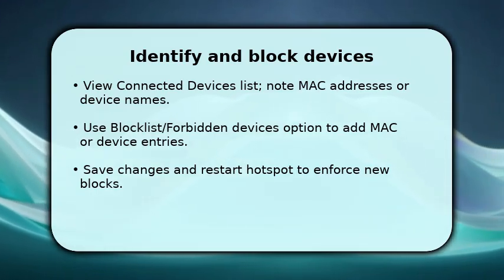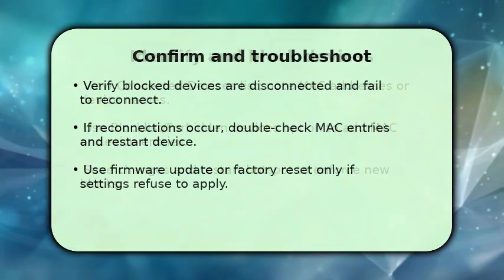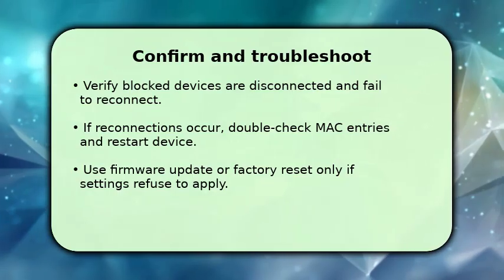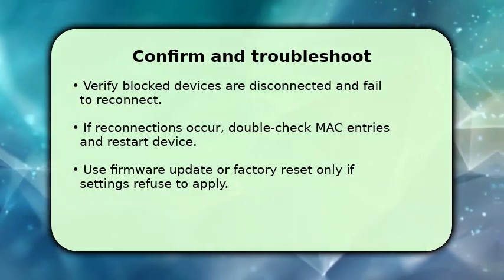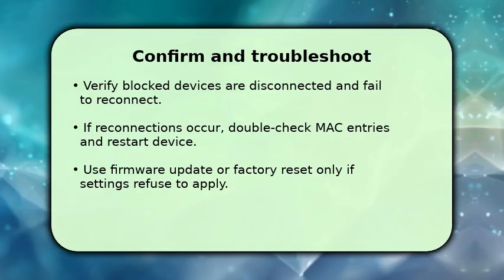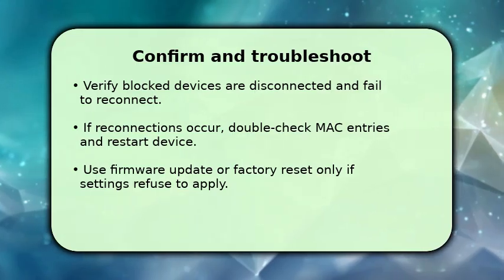To finish, confirm that blocked devices are disconnected and cannot rejoin. Monitor the connected devices list for any attempted reconnections. If a blocked user still connects, make sure the MAC entries are exact, then restart the Samsung and the hotspot. Sometimes a simple reboot resolves caching issues.